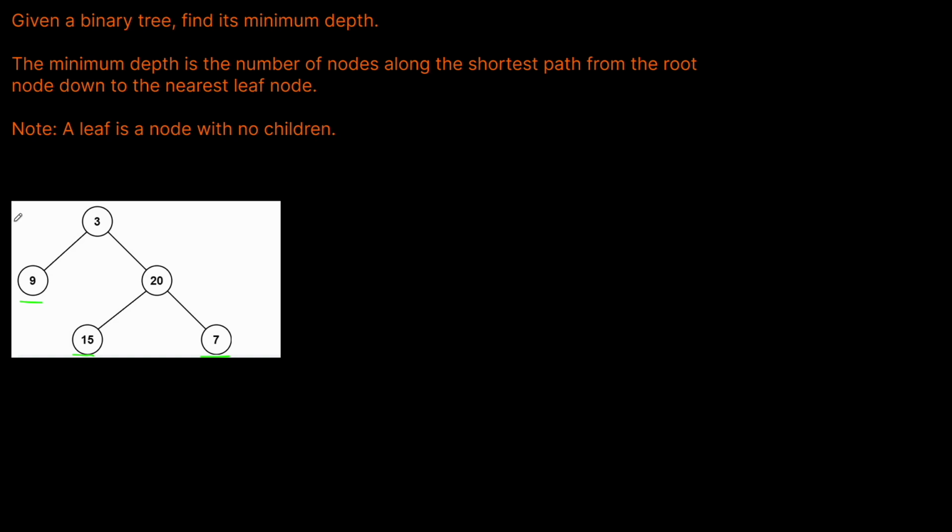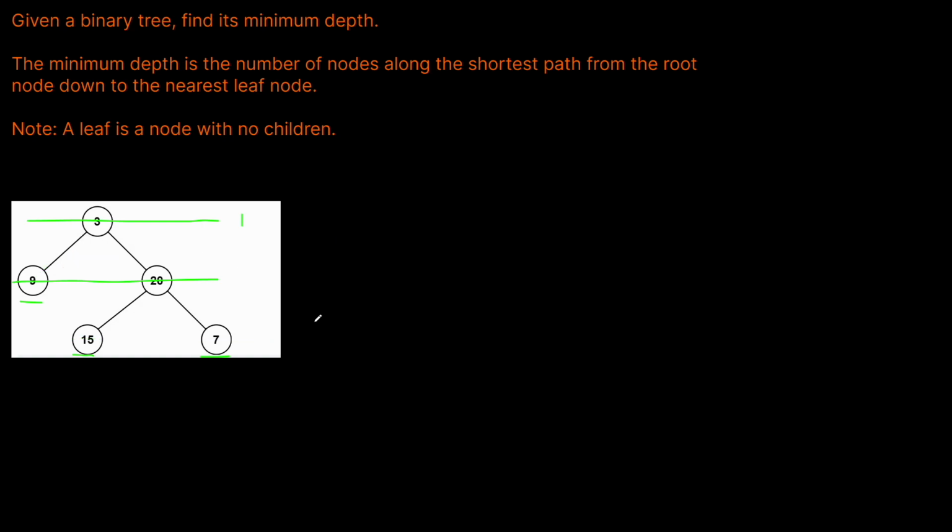So if our root is technically at level 1, then everything on this level will be level 2, and everything on this level will be level 3. So as we can see, the leaf node that is closest to the top is going to be this 9, right? So how do we actually want to do this?